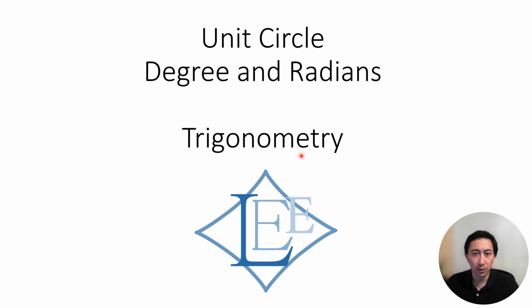So in the last video, we looked at the Pythagorean theorem, right? So we're able to relate all three sides of a right triangle. Now, for trigonometry, we're trying to relate sides and angles of a triangle. And so we're going to introduce angles in both units, degrees and radians.